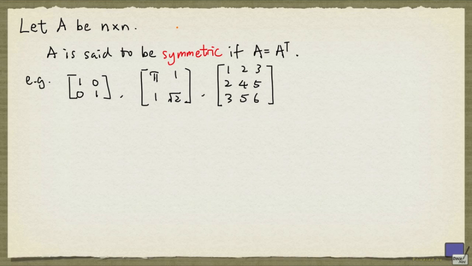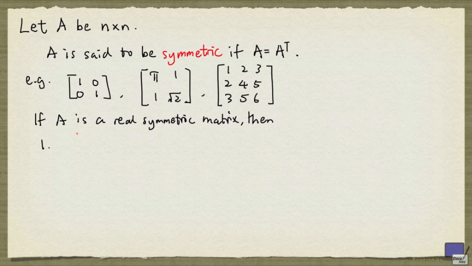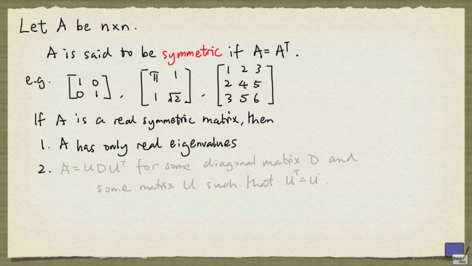There are two important properties satisfied by real symmetric matrices. The first is that such matrices have only real eigenvalues. The proof of this requires a bit of ingenuity, but the 2x2 case is rather straightforward. The second property is that every real symmetric matrix is diagonalizable. In fact, we can say a bit more.